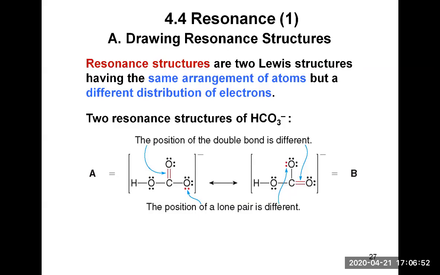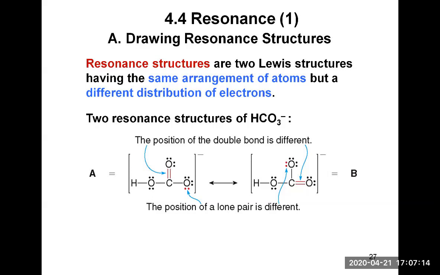So you have two possibilities for the Lewis structure of HCO3-1, and they are shown here, A and B. Notice how we have brackets around those two structures with the negative sign shown in the upper right corner to show that it's an ion.